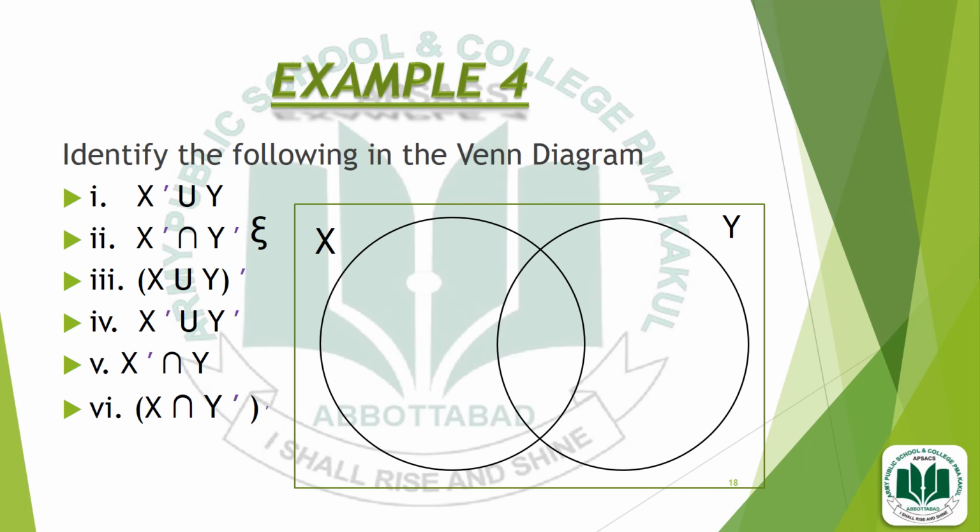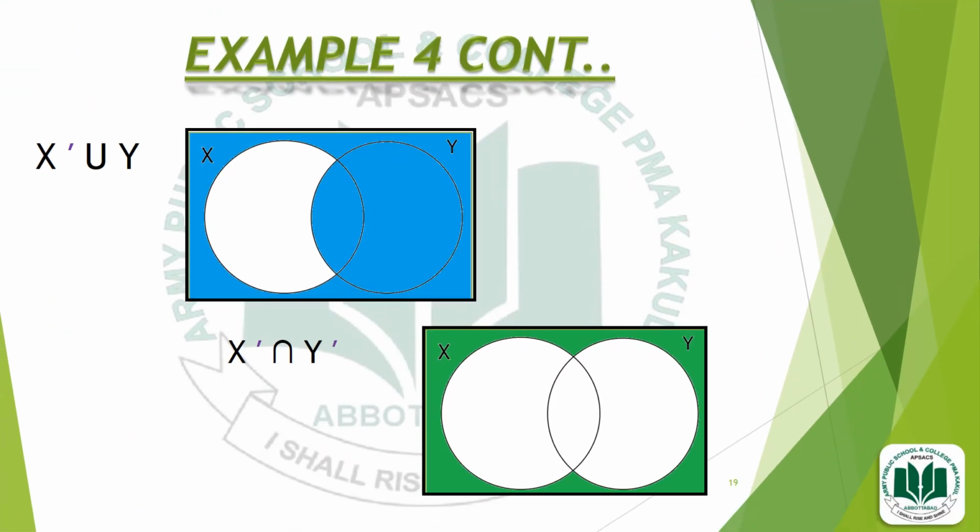Now in this example, we have to shade the region according to the operation given. Now in the first part, I want to know what would be the region of X complement union Y. X complement would be the region outside the circle X, and if I combine it with Y, it would be all the region that I have shaded in blue. In the second part, I want to know the intersection between X complement and Y complement. X complement is the region outside the circle X, and Y complement is the region outside the circle Y. Now, what is the common region between these two complements? That is the exterior of these two circles, which I have shaded in green.